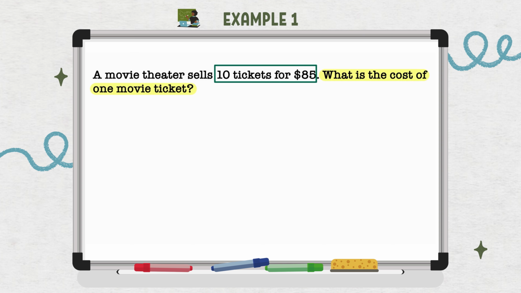So now that we have our question highlighted and what they gave us boxed in, what are we trying to find? We're trying to find the cost. And since we're trying to find the cost, whenever we divide, the cost is going to go first.